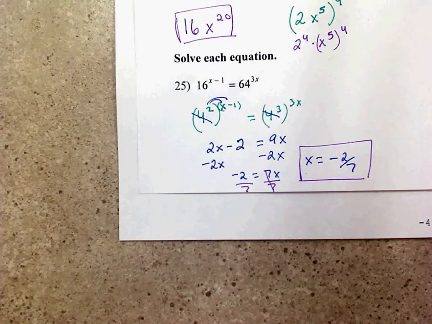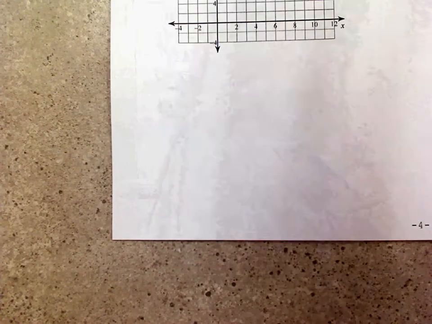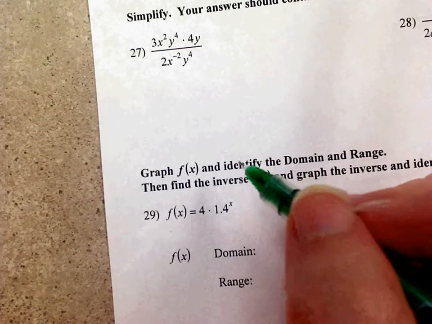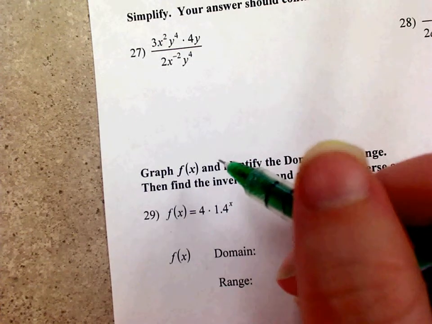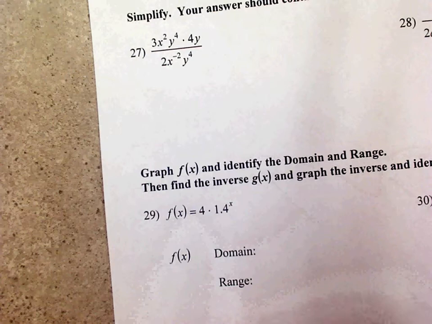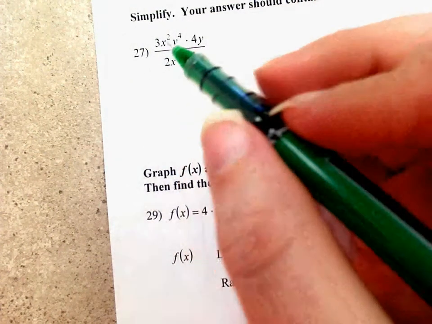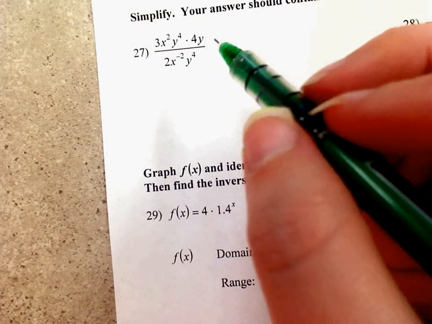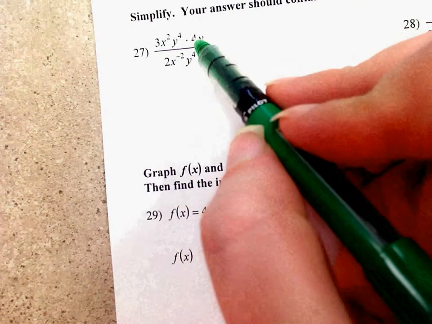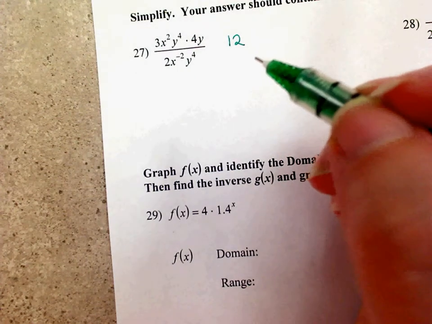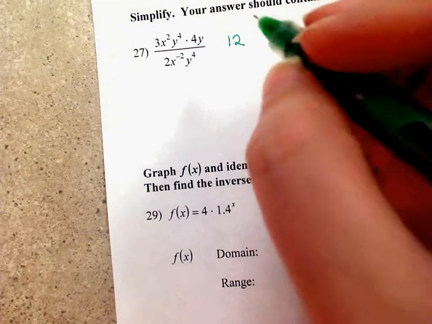Okay, so now let's do 27. What do we do? What do you want to do? Right. Guys, hello. Alright. So, 3 times 4. What else? What else can you do with the numerator? Okay, so y to the 5th, because I got to add the powers.